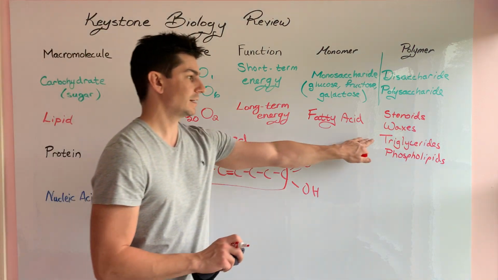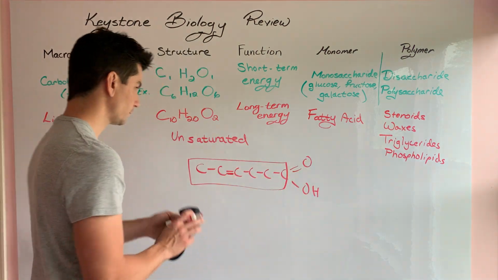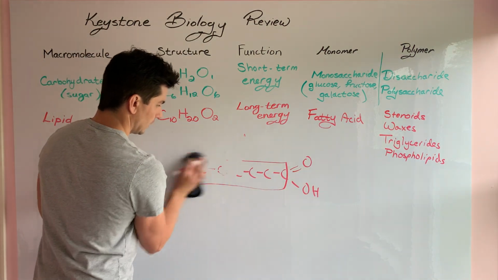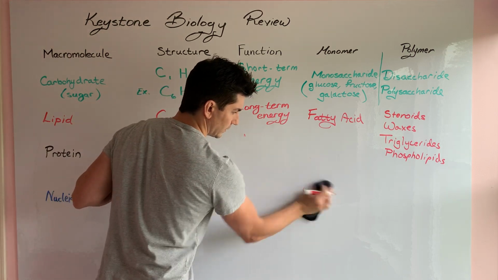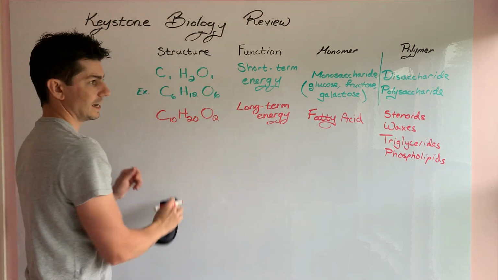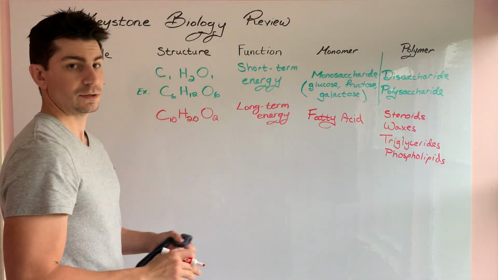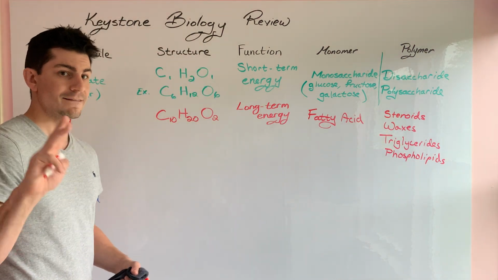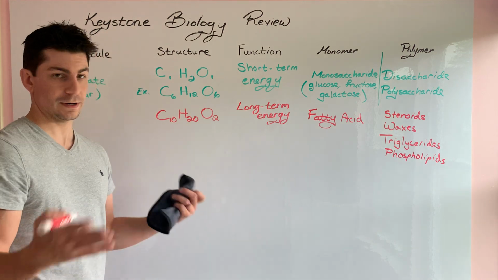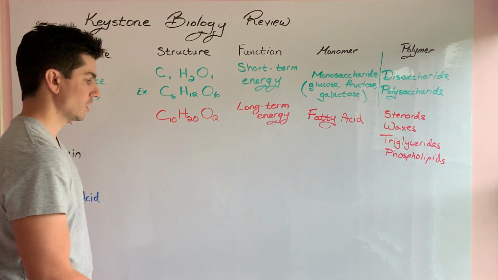Now, I'm going to get into triglycerides here real quick. So, two different scenarios we can have. In our triglycerides, the prefix tri means three. Triglycerides are going to be made up of three fatty acids, so three monomers for lipids.